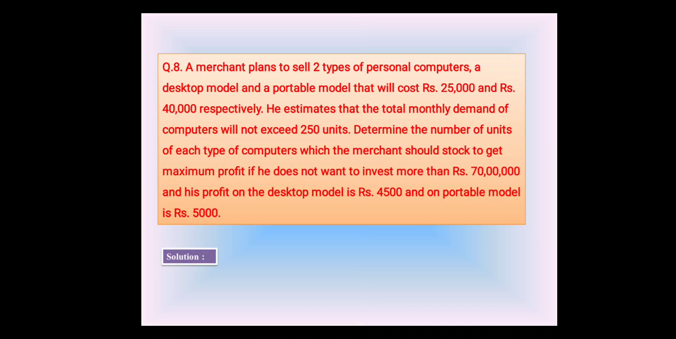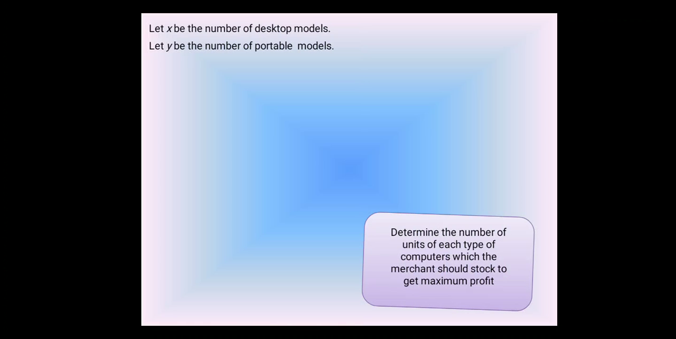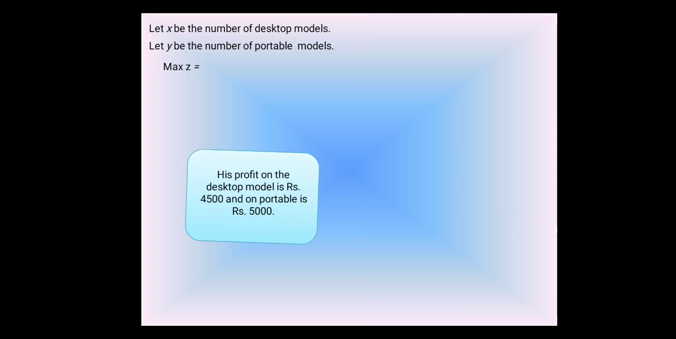Consider, let x be the number of desktop models and let y be the number of portable models that he is going to sell in a month. Determine the number of units of each type of computers which the merchant should stock to get maximum profit, that is, to find the maximum profit. Maximum of Z: in the question they have given the profits on each type of computers, that is 4,500 and 5,000 respectively. Therefore our objective function is 4,500x plus 5,000y.